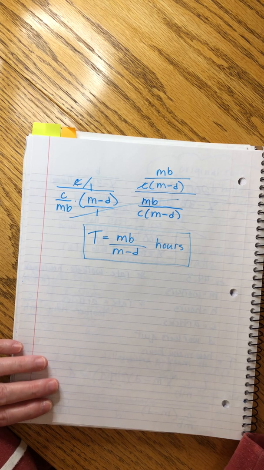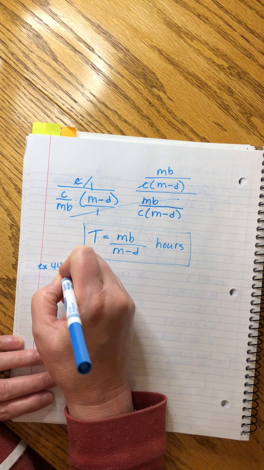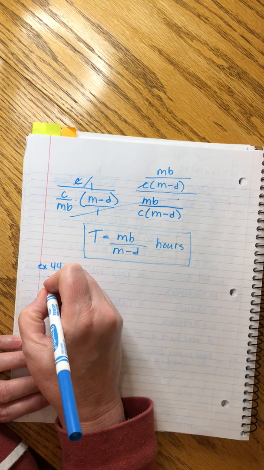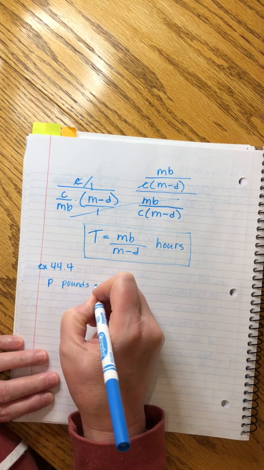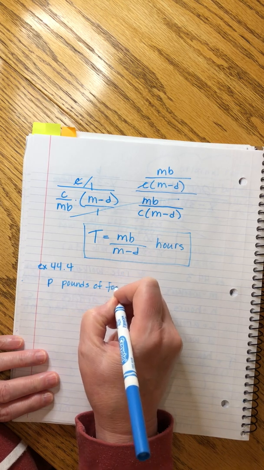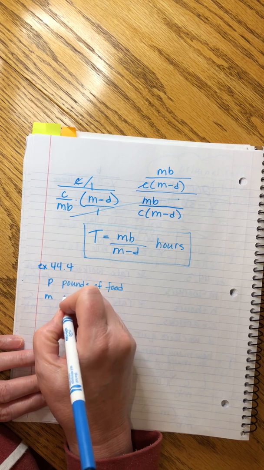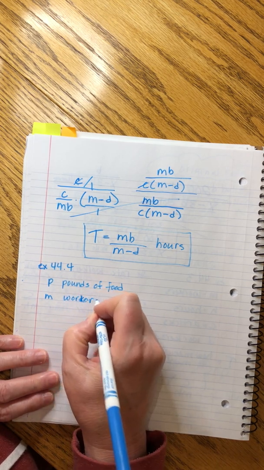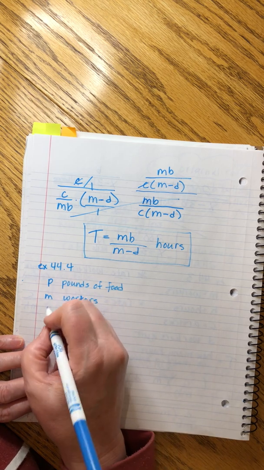Let's talk about Charlie and his dog food, and I'll remember to use the labels this time. Charlie, our good friend Charlie, has P pounds of food. And this would feed M workers, not worders. I mean, maybe they're authors, so that would make them worders, for D days.